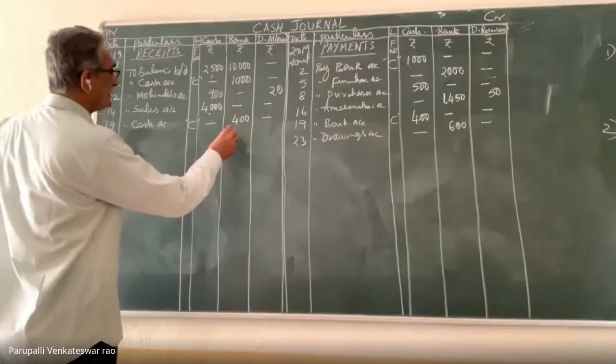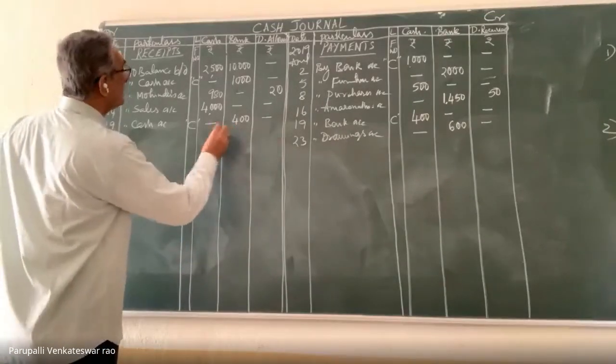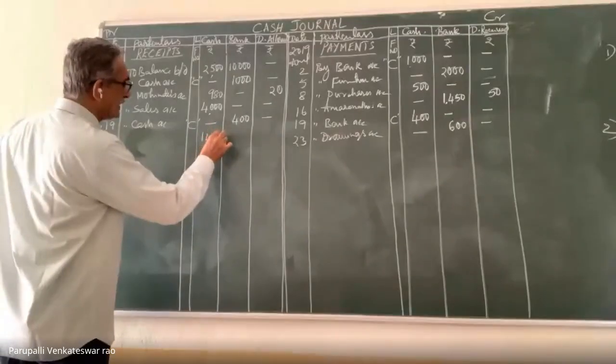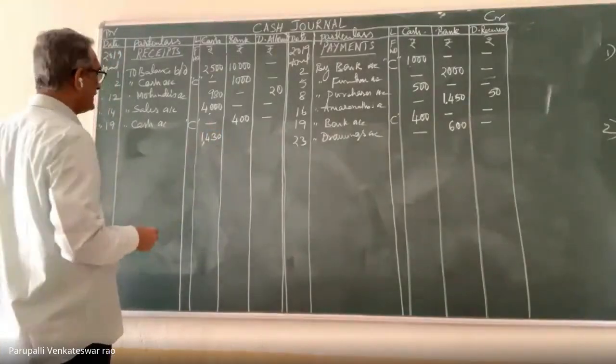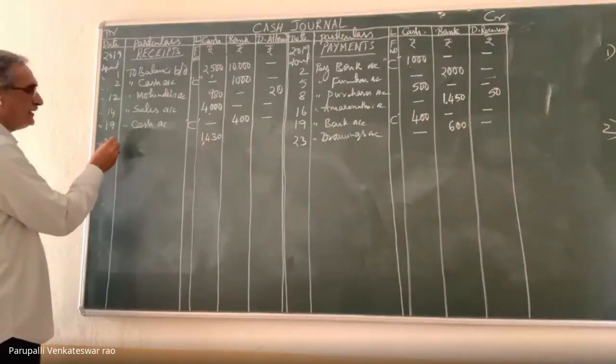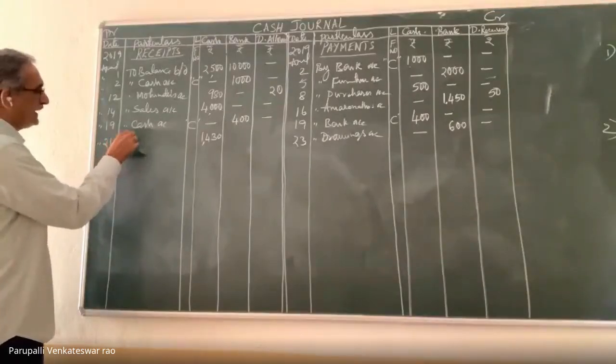Cash account is debited. How much? 1,430, sir. 1,430 is cash, think of it so. Check is equal to cash, think so. So it is dated 23rd, 24th to Patel's account.